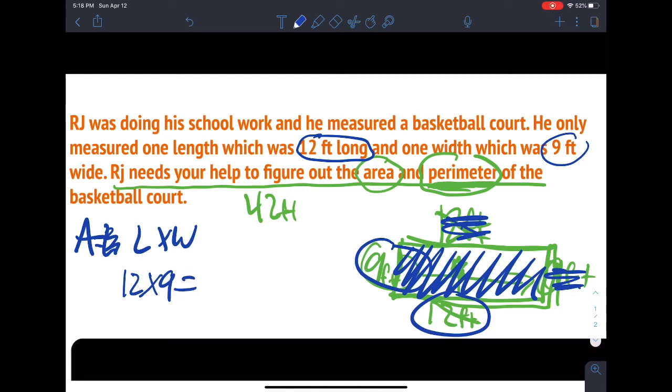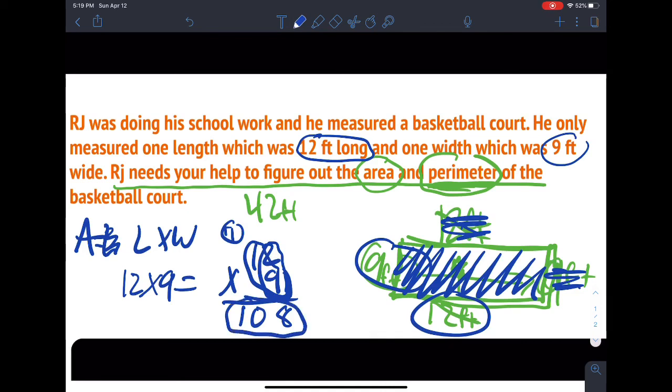You can do it any way you like. You can do the box, you can do a butterfly, cross multiplication, whatever you need. In this case, I'll just stack it and do a butterfly. So 9 times 2 is 18. 1, put a plus sign. 9 times 1 is 9, plus 1 is 10. Area is 108 feet. So let's see if we answered the problem. RJ needs your help to figure out the area, which is 108, and the perimeter, which is 42, of the basketball court. And we did that.